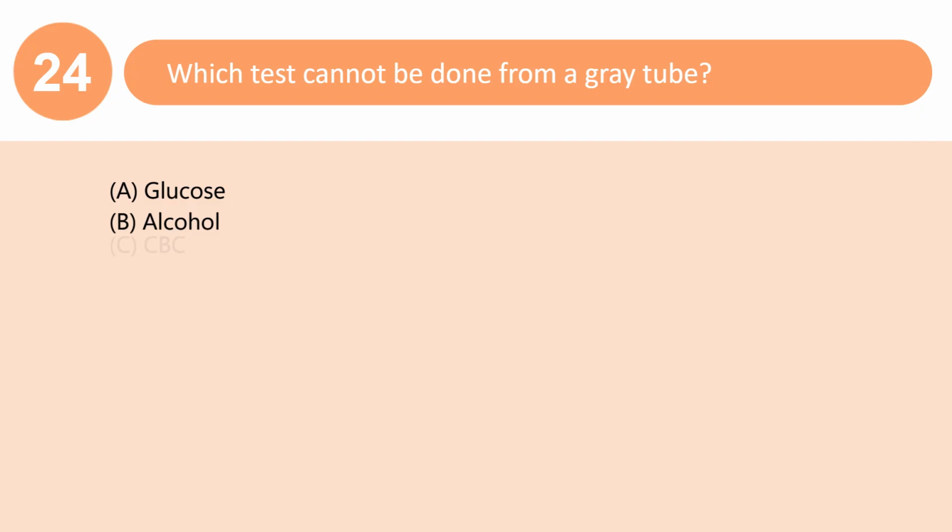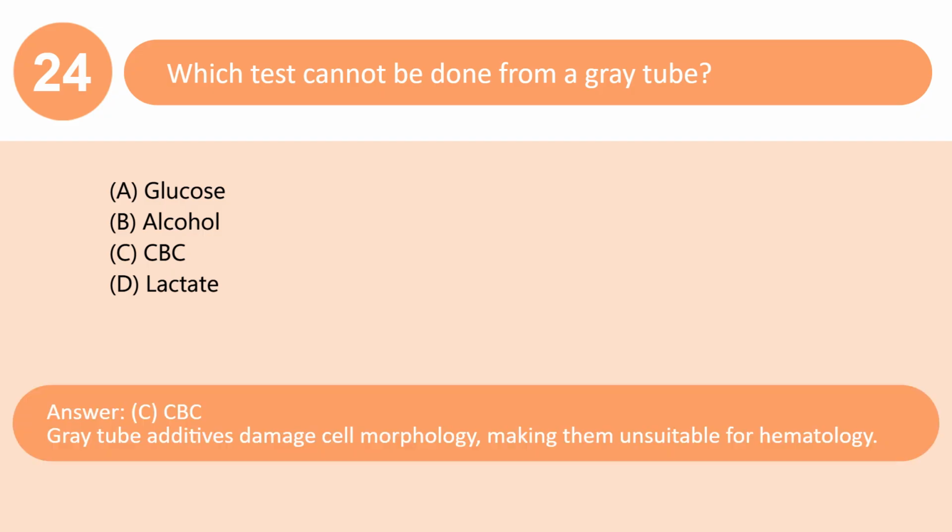Which test cannot be done from a gray tube? A. Glucose. B. Alcohol. C. CBC. D. Lactate. Answer: C. CBC. Gray tube additives damage cell morphology, making them unsuitable for hematology.